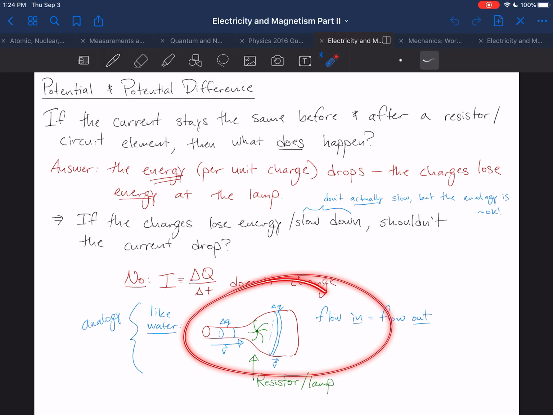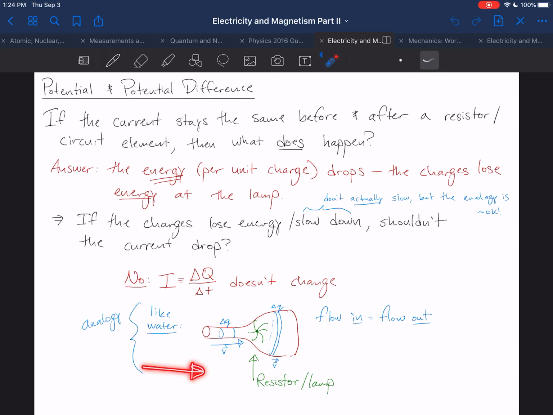And this is a pretty good metaphor for what's going on with electric current, that as electric current goes into a resistor, it gives energy away or delivers energy to the resistor, but the same rate of charge flow is maintained throughout the total length of the resistor and, in fact, after the resistor.